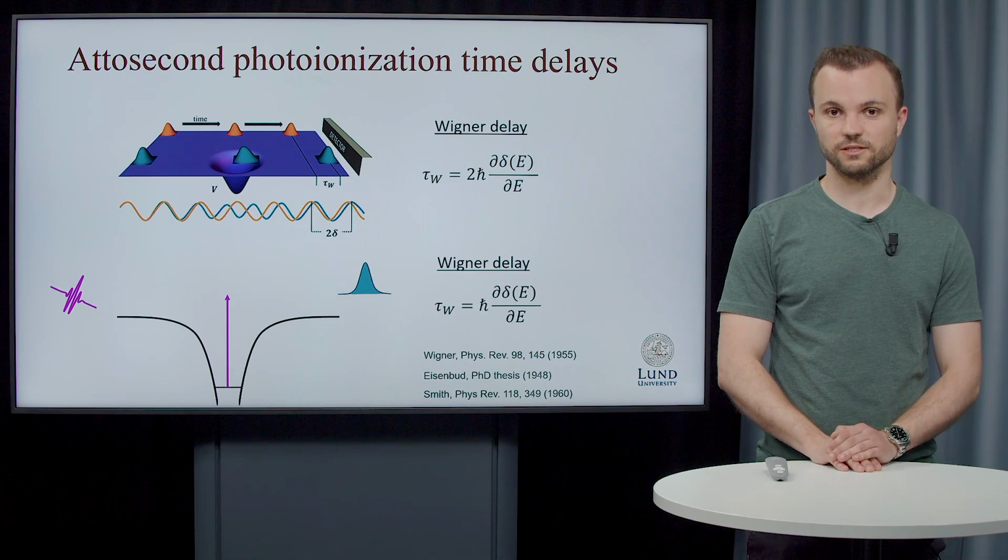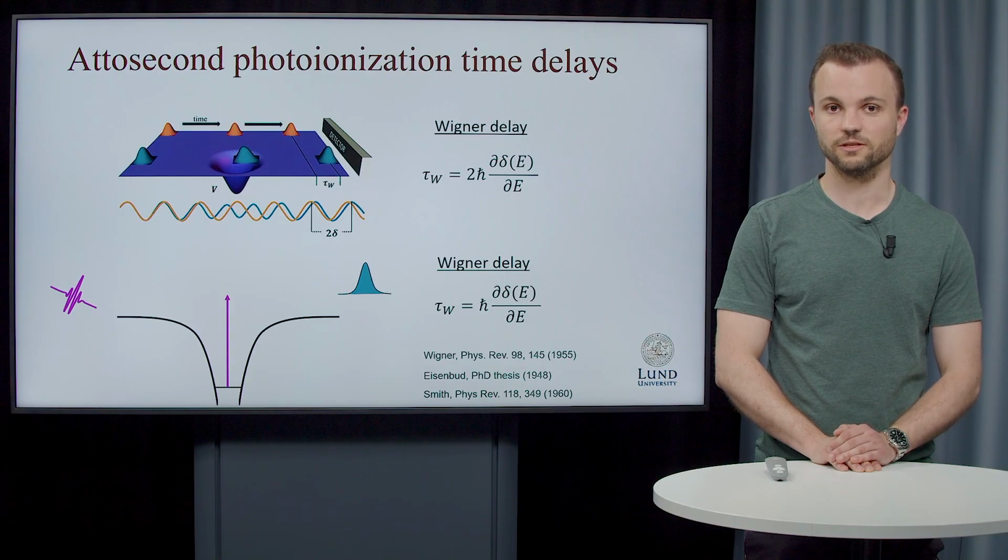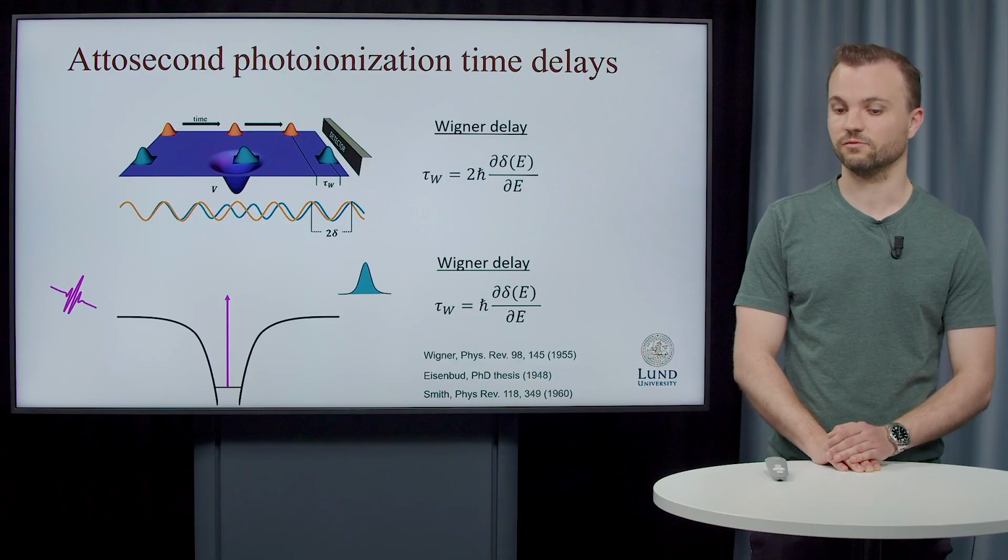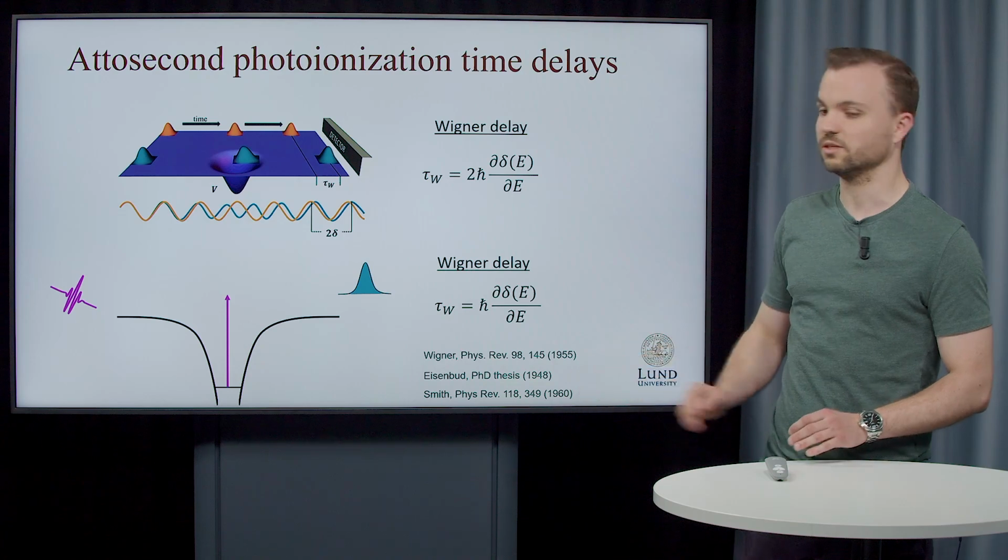In the case of photoionization, this is known as a half scattering event because the photoelectron wave packet only experiences half of the potential. For this reason, we can still define a time delay, but it is now given by half of the original delay described in the 60s.